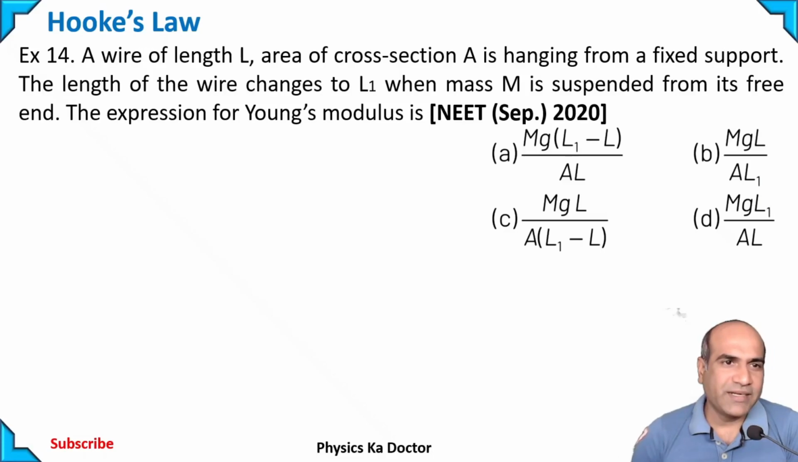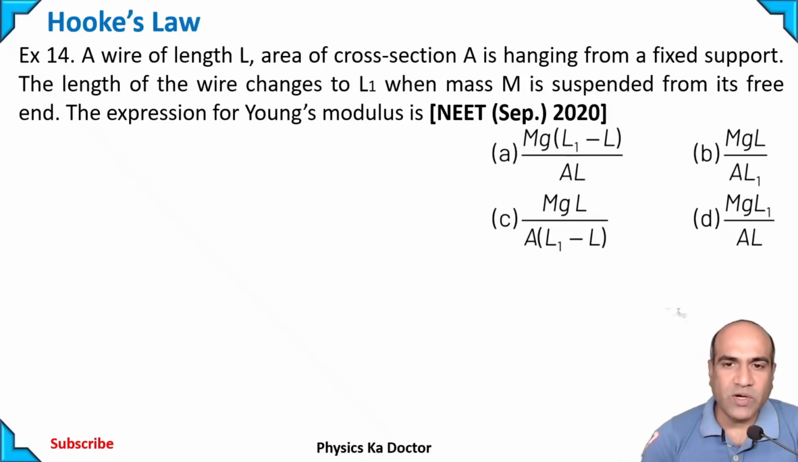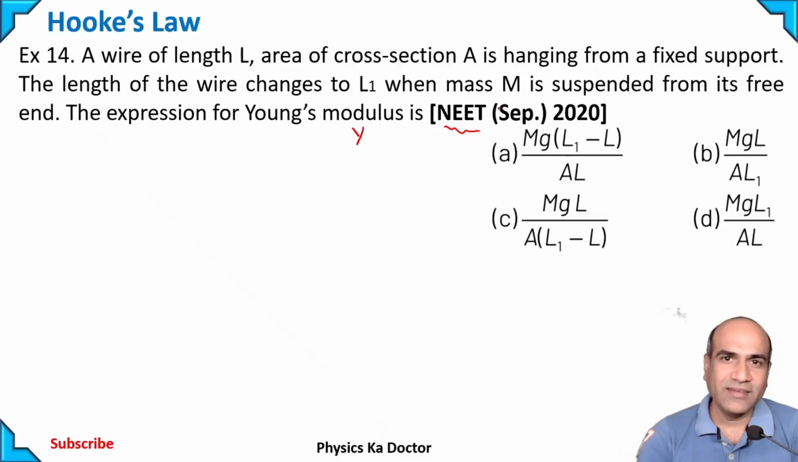Example number 14. A wire of length L, area of cross section A, is hanging from a fixed support. The length of the wire changes to L1 when mass M is suspended from its free end. We need to find the expression for Young's modulus. We have four options here, A, B, C, D. And most importantly, the question was asked in NEET 2020.